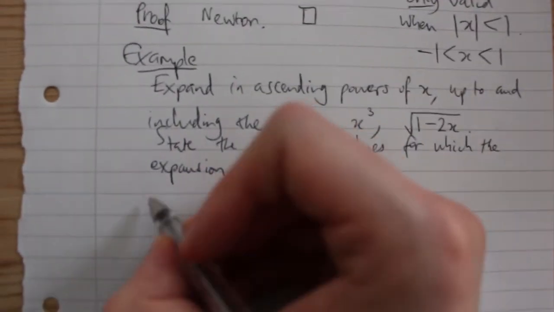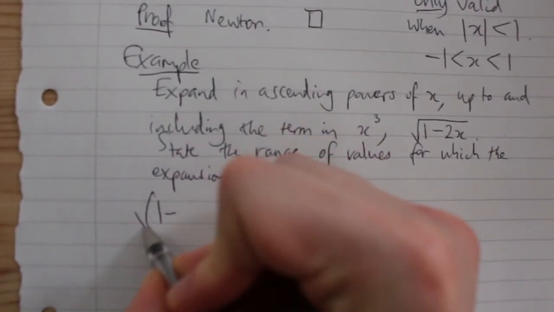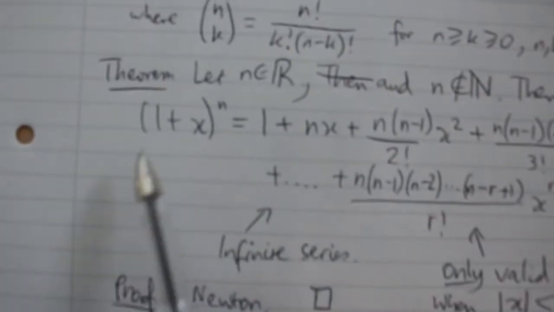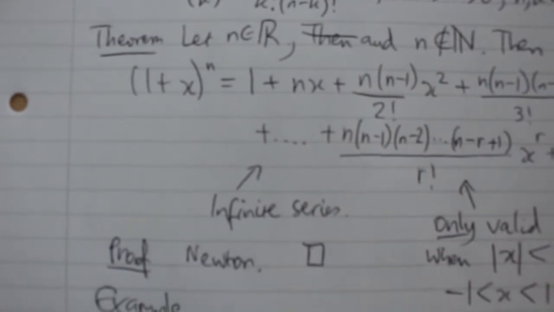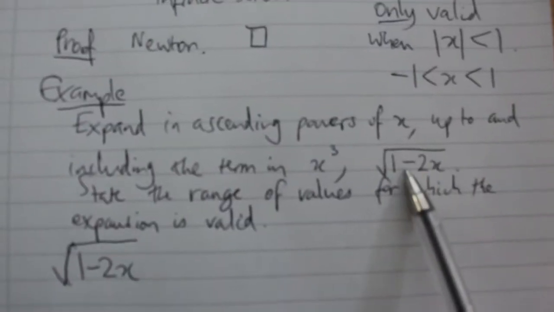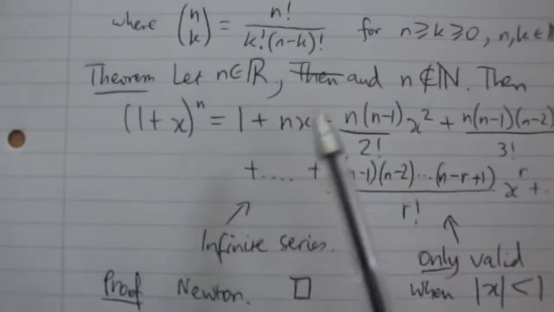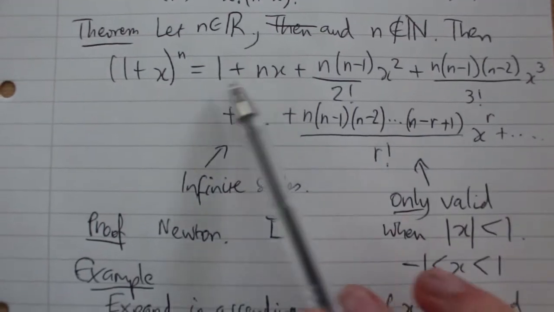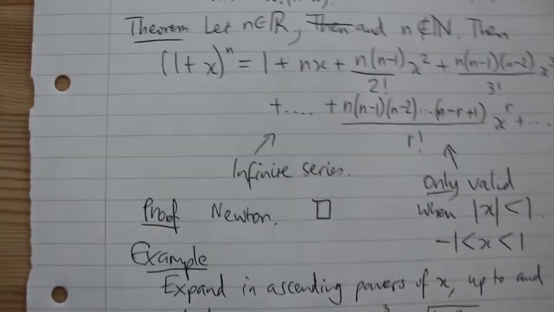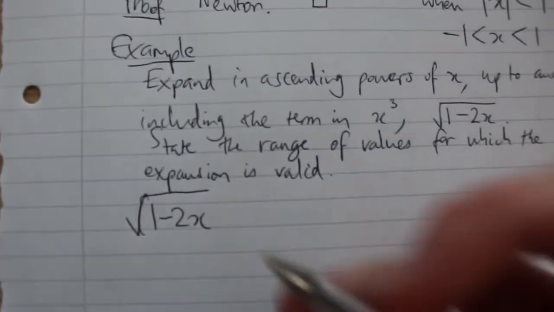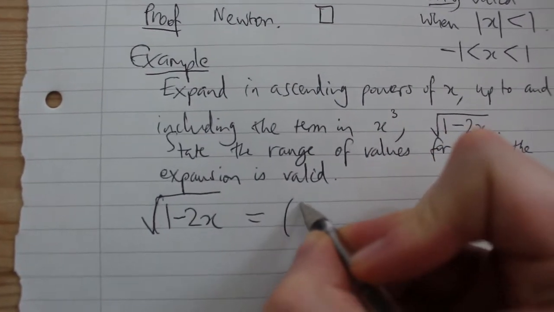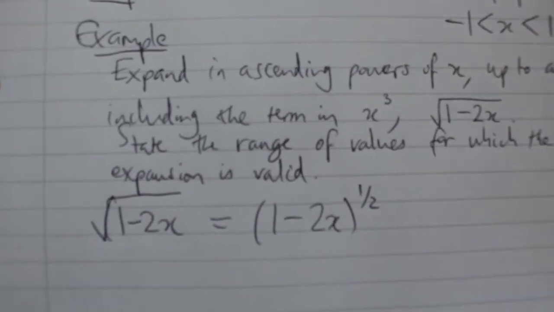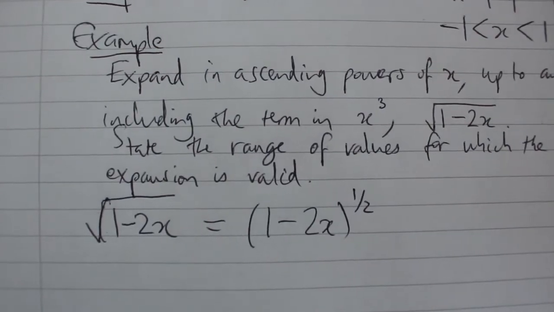So we need to expand, well, first of all, the root of 1 minus 2x is not in the correct form just yet. We need something in the form 1 plus x to the power n. It doesn't matter that we have a minus 2x instead of x, because we can just replace x everywhere in this expansion with minus 2x. But it does matter that it's not yet in the form something to the power n. So first let's write it. It's a square root, so that's to the power a half. So we have 1 minus 2x to the power a half. And now let's apply the formula to expand it.